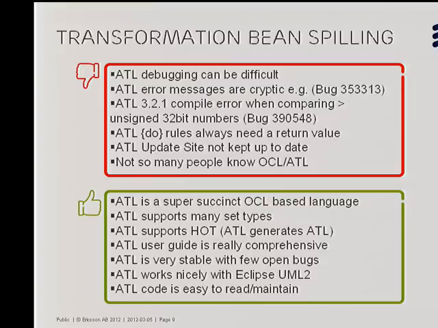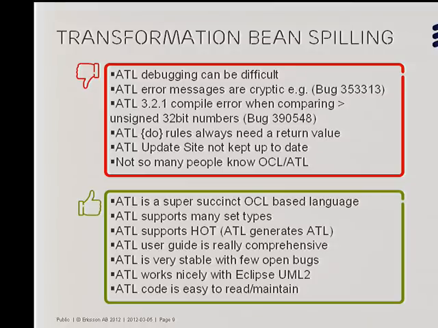Also, ATL has some do rules, and these do rules require you to return a value. If you don't, you get a crazy error. It's just a peculiarity of the language, but it could be done without, I guess. Also, ATL don't keep their update site up to date. They've got lots of new versions in the last 6 months, but they don't put them up on the update site, which I'm not too sure why. And the final thing is that not so many people know OCL, which means not so many people know ATL. So the user community isn't as big as it could be.